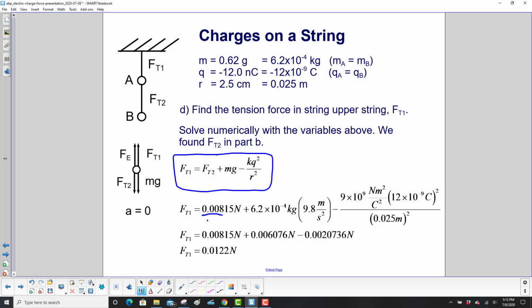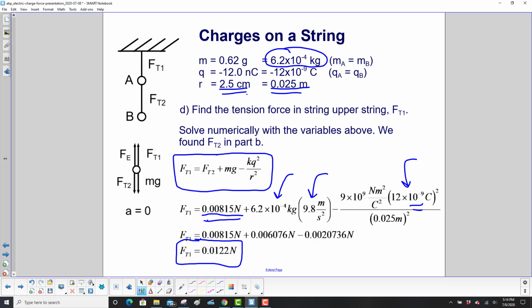So we have T2. Where did we get that? We got that from the earlier problem, okay? That was not a given. We calculated that. Here's the mass of the sphere, and g. Here's the charge, and since it was given in nanocoulombs, you multiply it by what? 10 to the minus 9. And then your mass was 0.62 grams, which we converted to 6.2 times 10 to the minus 4 kilograms. And the distance between these two spheres was 2.5 centimeters. You move the decimal 2 to the left to get meters, and that's 0.025 meters. So you add all this, subtract all this, and you get the tension force in the top string is 0.0122 newtons.